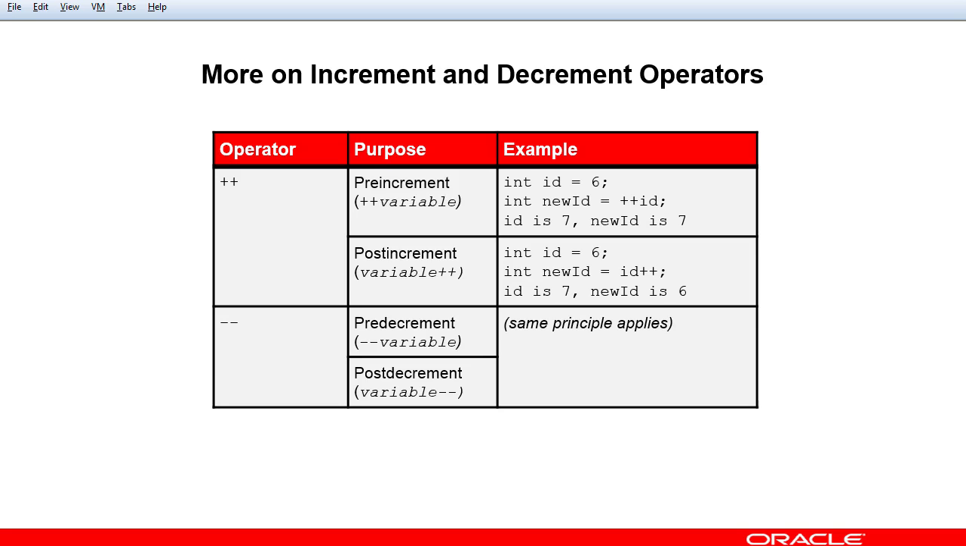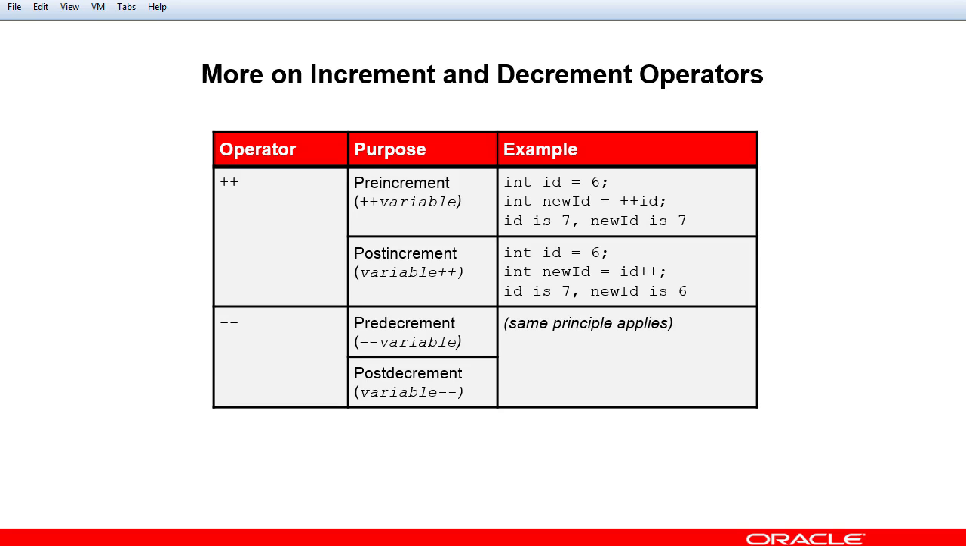So in the first code example, ID is initialized to 6. In the next line, you see newID equals plus plus ID. Because the operator precedes ID, this increment is immediately evaluated, and therefore the value assigned to newID is 7. In the second code example, the plus plus operator follows ID, so ID was incremented after the assignment occurred. Therefore, newID equals 6.